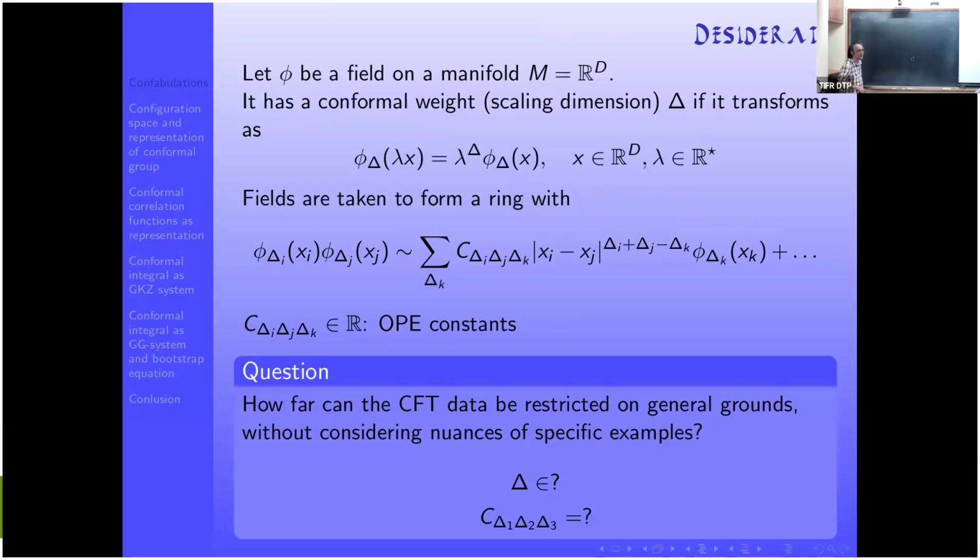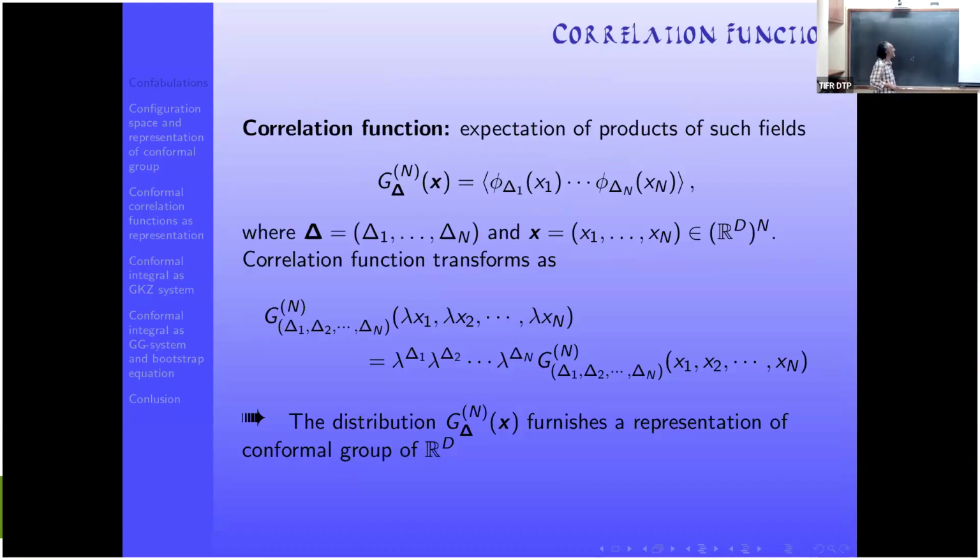Really sorry, can you just show your first slide with the bootstrap equation? So I've not written the Bootstrap equation yet. Okay, yeah, I'll write it. So the idea is the following.